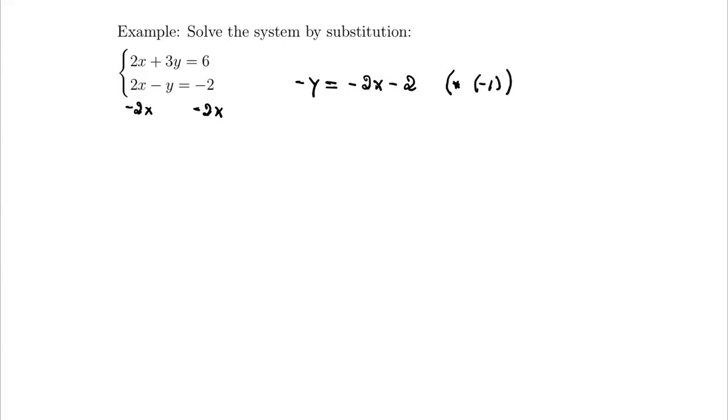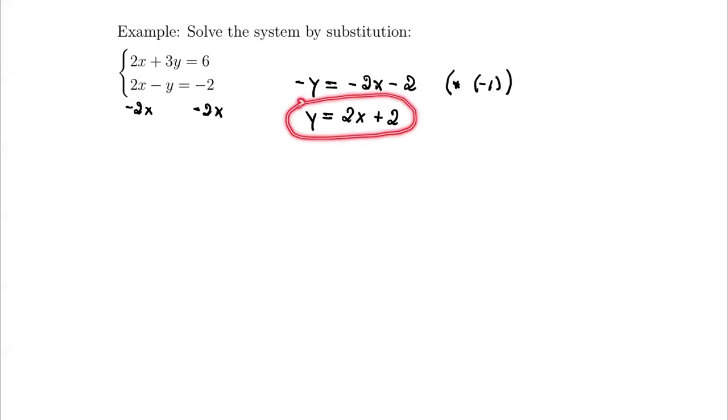So each term of this equation is supposed to be multiplied by negative 1. So negative 1 times negative y turns to be y. Then we get negative 1 times negative 2x is 2x. And negative 1 times negative 2 turns to be plus 2. So now we have y solved in terms of x.